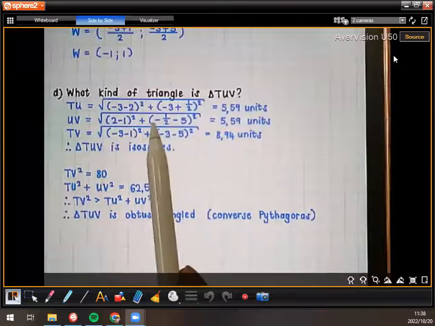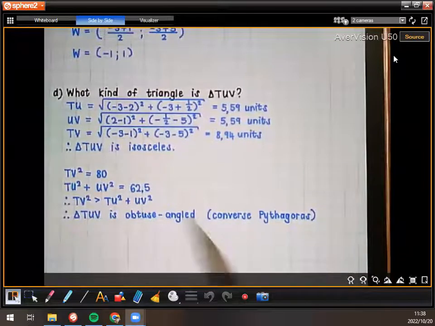Yeah, so I said that already, but they just said what kind of triangle. So they didn't say just according to the sides or just according to the angles. So you would have to cover all your bases. All right, so yes, it is isosceles, but it's actually also obtuse angle. Yeah, we find that one.